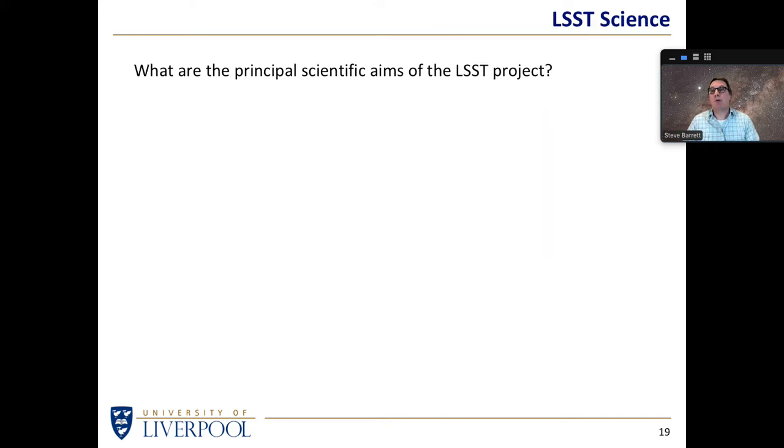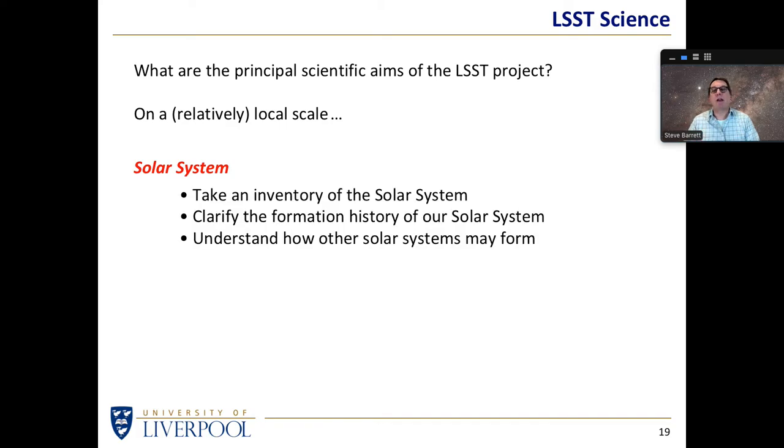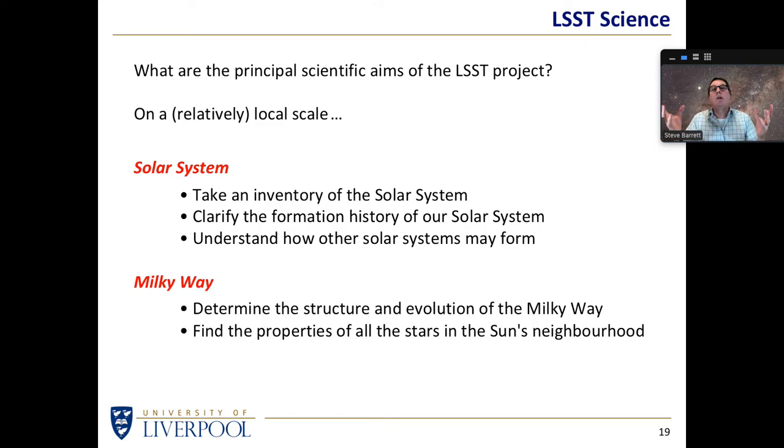So what are the principal scientific aims of the project? If we think on a relatively local scale, it will effectively take an inventory of the solar system. That in turn will clarify the history of how the solar system formed, and it may well help us understand exoplanet systems as well. Within the Milky Way, it will be looking at stars, which will help us determine the structure and the evolution of the Milky Way, and it will find the properties of many stars within the Sun's neighbourhood.